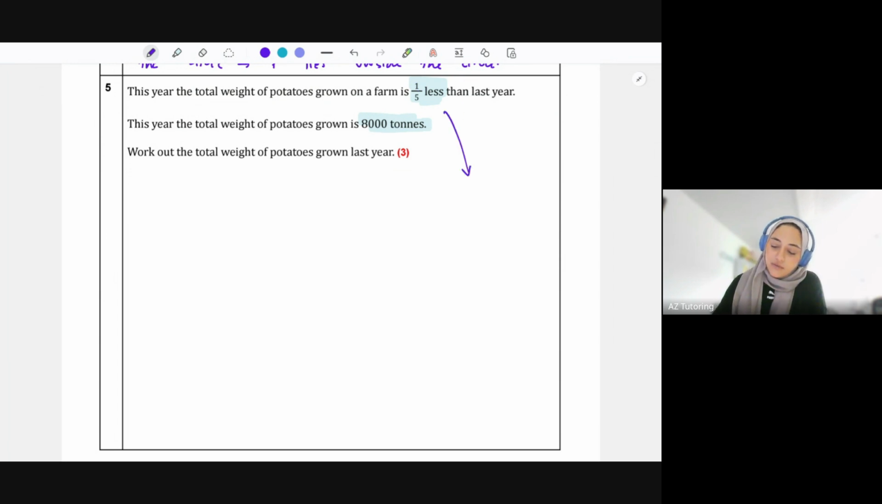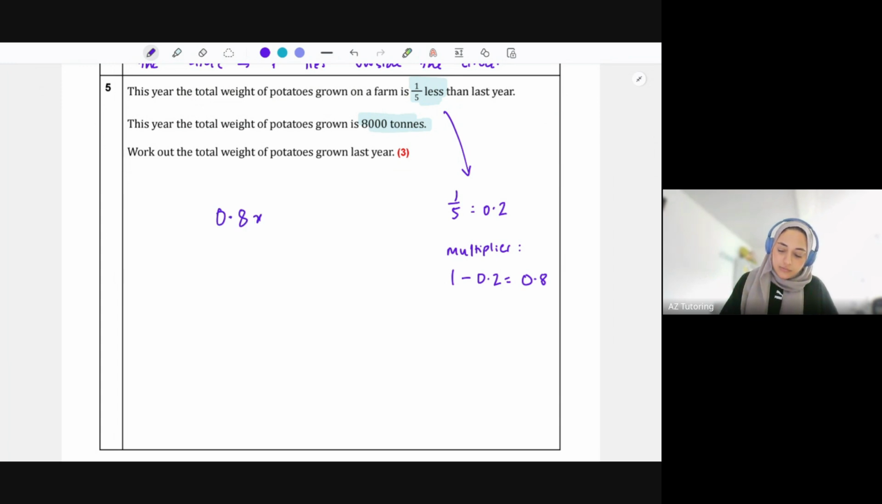Okay, so it's saying this year the total weight of potatoes grown on a farm is 1/5 less. Now, 1/5 as a decimal, if we convert that, is 0.2. And if we've got less, our multiplier is basically 1 minus 0.2, so 0.8. So if we do 0.8 times the number of potatoes, which we don't know, so x, because we don't know the total potatoes grown last year.